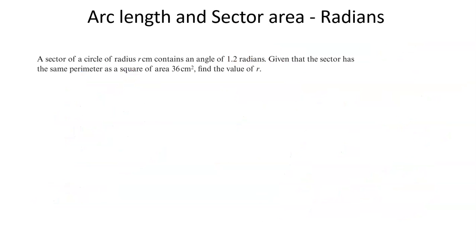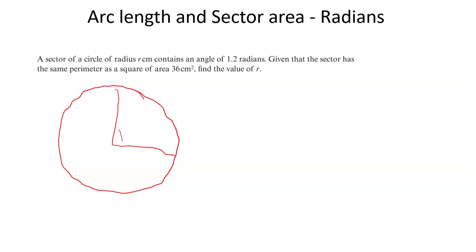Here's a question to go through as an example, so you can see it in action. A sector of a circle of radius r contains an angle of 1.2 radians. So let's have a diagram of that, if you can excuse my terrible drawing. So we've got this sector here, 1.2 radians in the middle, and a radius of r. Given that the sector has the same perimeter as a square of area 36, find the value of r.